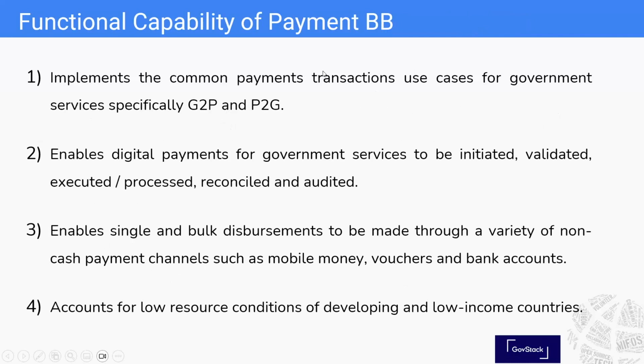Some of the functional capabilities specifically required were that it should be able to help governments specifically in G2P and P2G payments. If, for example, governments have to make payouts for some social benefits programs, they should be able to utilize the services of the payment building block and send out payments to their consumers. Similarly, if consumers have to pay some bills or taxes or other payments to the government, they should be able to use the rails of the payment building block and send out those payments.